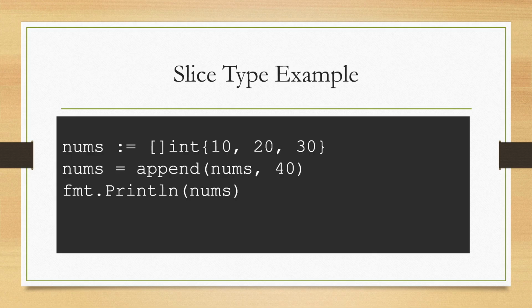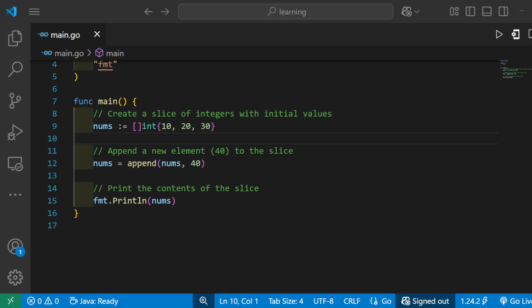So this is the slice type example in Golang. Let's see it in code. Here this line declares and initializes a slice of integers. In Go, slices are more flexible than arrays and can grow or shrink. And here you can see that []int{10, 20, 30} creates a slice with three elements: 10, 20 and 30.